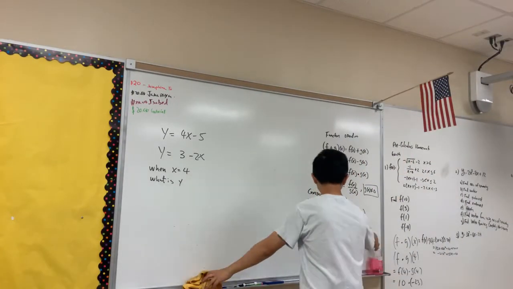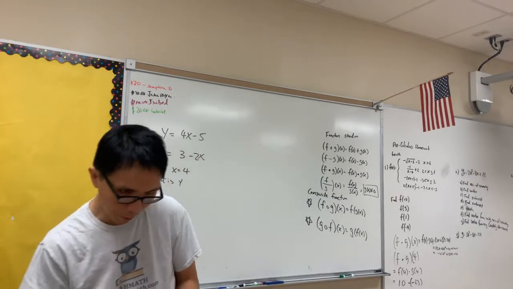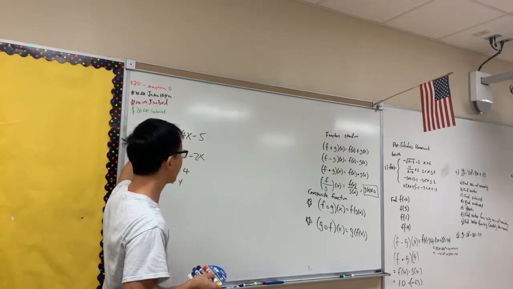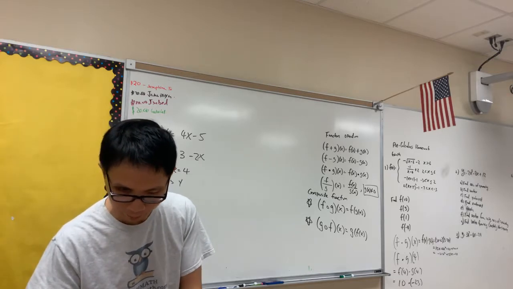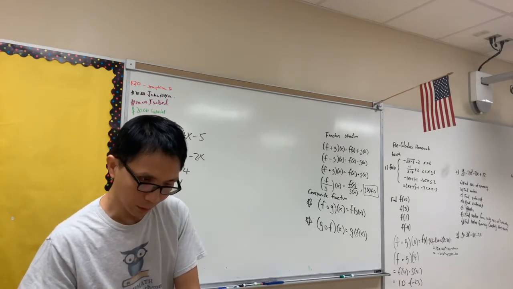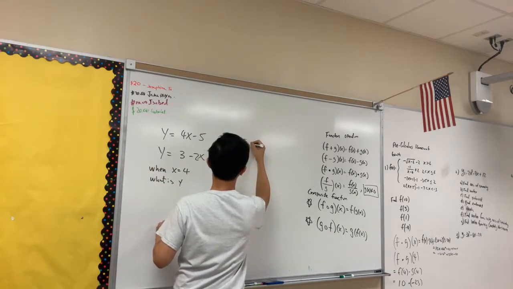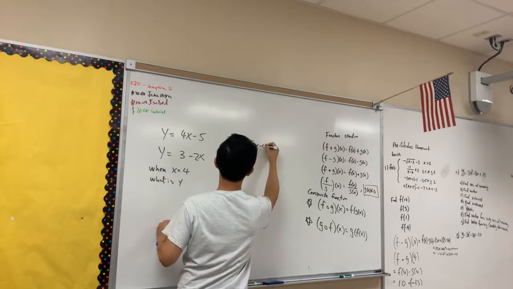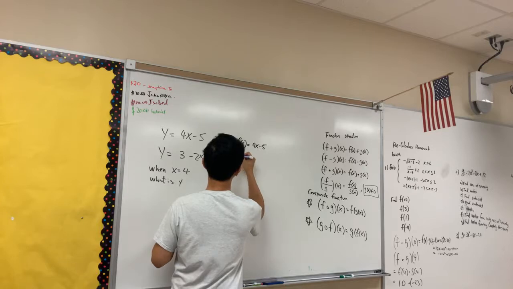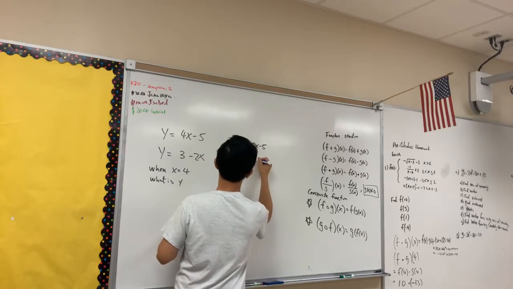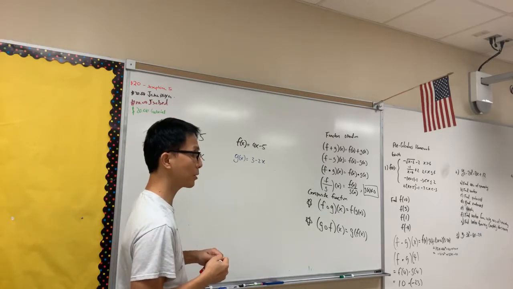So what is function notation? Instead of saying this is a y, this is a y, we're going to rename these functions. We're going to rename this function as f of x is equal to 4x minus 5. And we're going to name the other one g of x, which is equal to 3 minus 2x. We use two different colors to show you they are two separate functions.